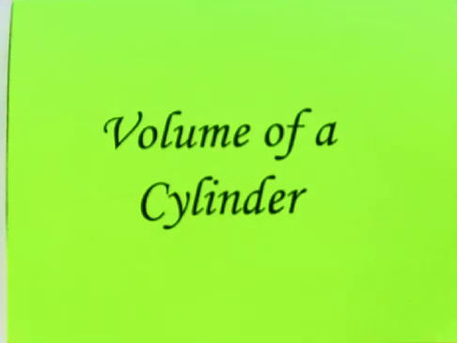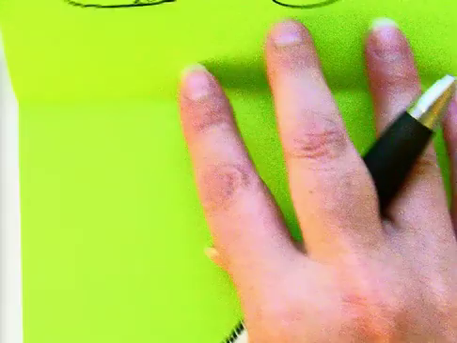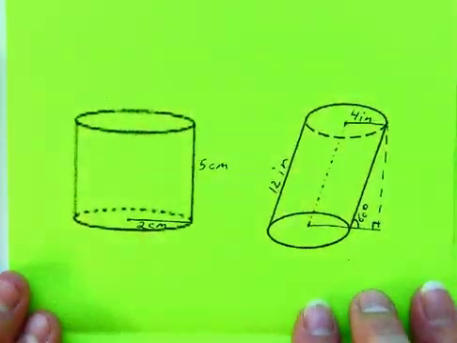Welcome back. So today we're going to be working on volume of a cylinder. So you should have a foldable that looks similar to this one. You want to go ahead and take that out, and we're going to open that up. So you should have two pictures that look like this.